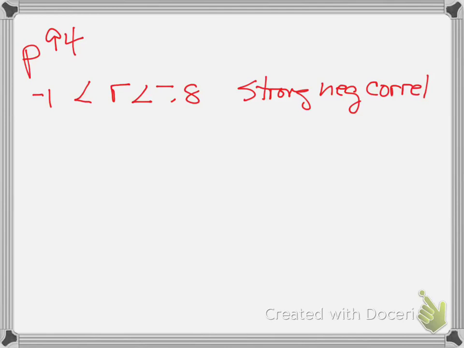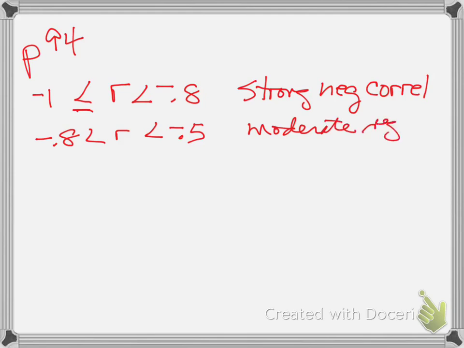Okay, so it's not quite, it's -1, and it could equal -1, so we'll say equal. Okay, so then what if you have a value that is between -0.8 and -0.5, both of those negative? That would be a moderate negative correlation.